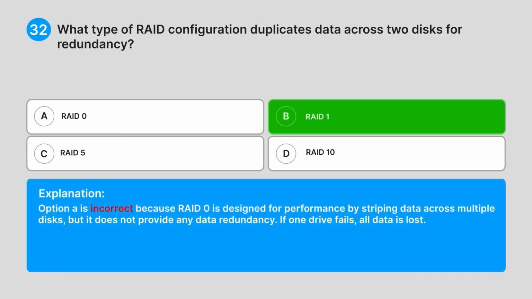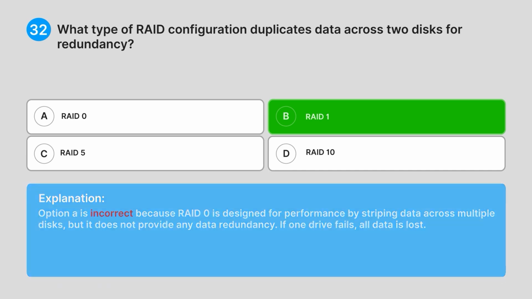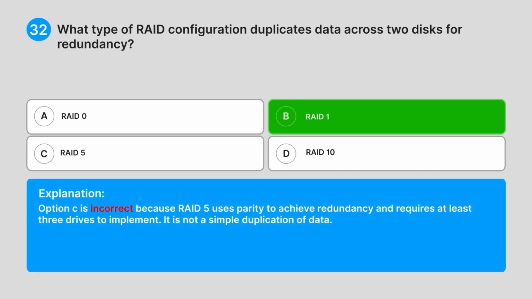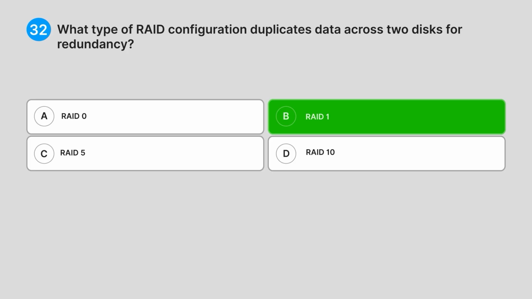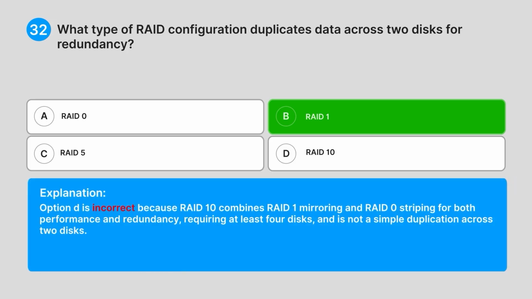Option A is incorrect because RAID 0 is designed for performance by striping data across multiple disks, but it does not provide any data redundancy. If one drive fails, all data is lost. Option C is incorrect because RAID 5 uses parity to achieve redundancy and requires at least 3 drives to implement. It is not a simple duplication of data. Option D is incorrect because RAID 10 combines RAID 1 mirroring and RAID 0 striping for both performance and redundancy, requiring at least 4 disks, and is not a simple duplication across 2 disks.